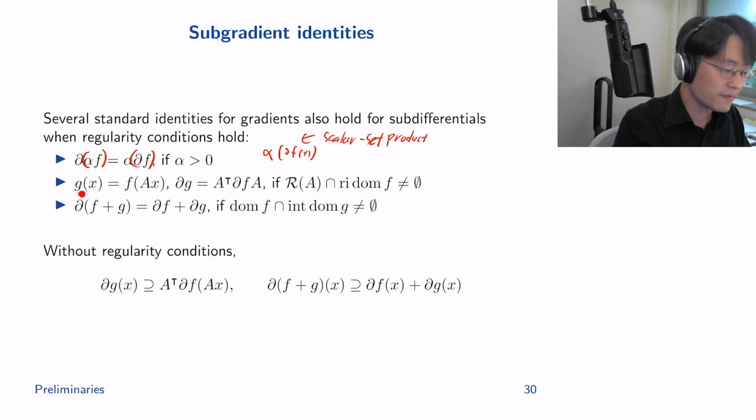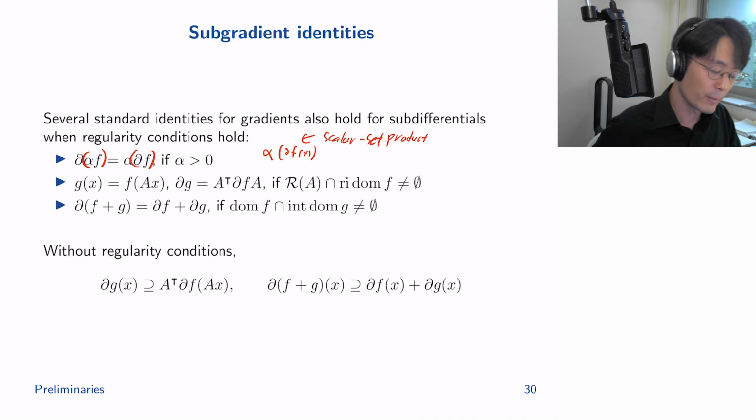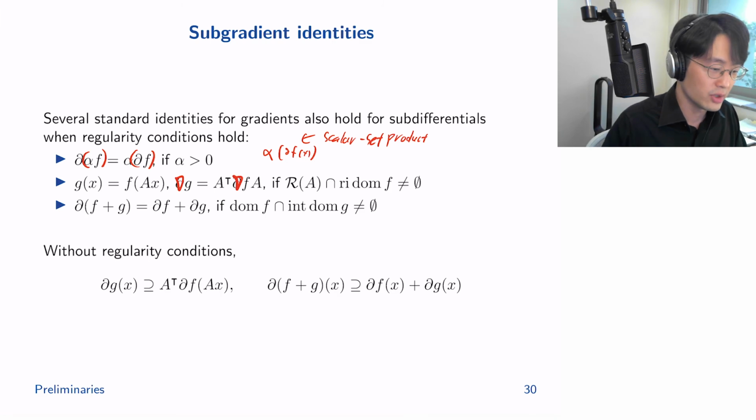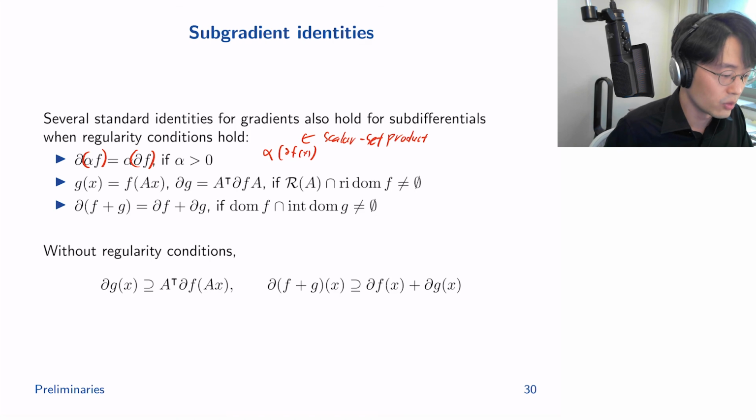Okay, next, if we define the function g as f composed with A, then del g is A transpose del f of A x, under a certain regularity condition. If the function f is a differentiable function, then we can replace this del with the gradient operator, and this would be the vectorized version of the chain rule for the case where we compose a differentiable function with a linear operator. But we are not assuming that function f is differentiable. We're assuming that f is just a CCP function. This identity does not always hold, but rather it requires this regularity condition: the range of A needs to intersect with the relative interior of the domain of f. This is a technical regularity condition.